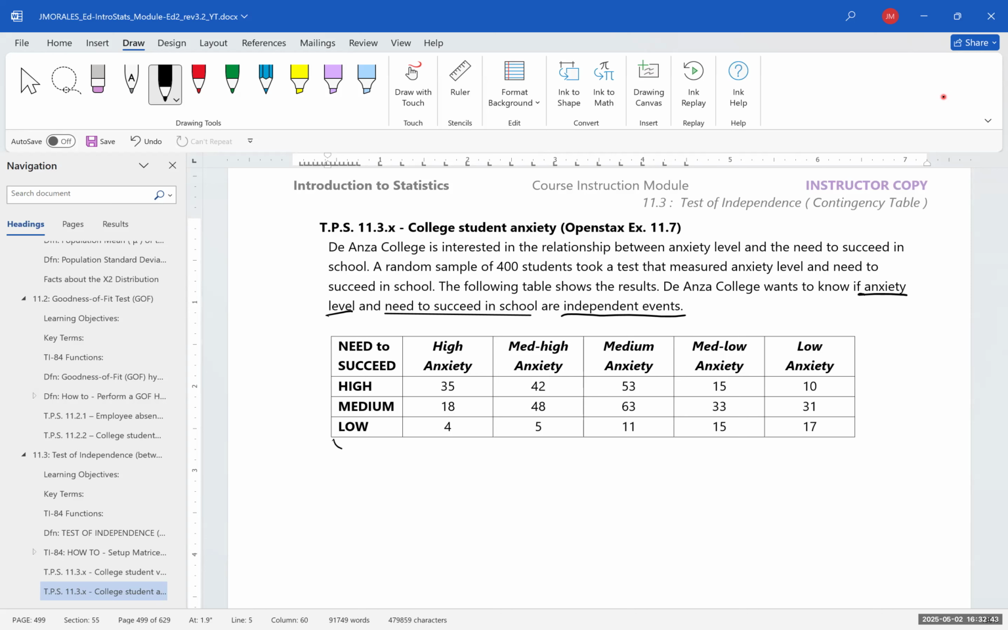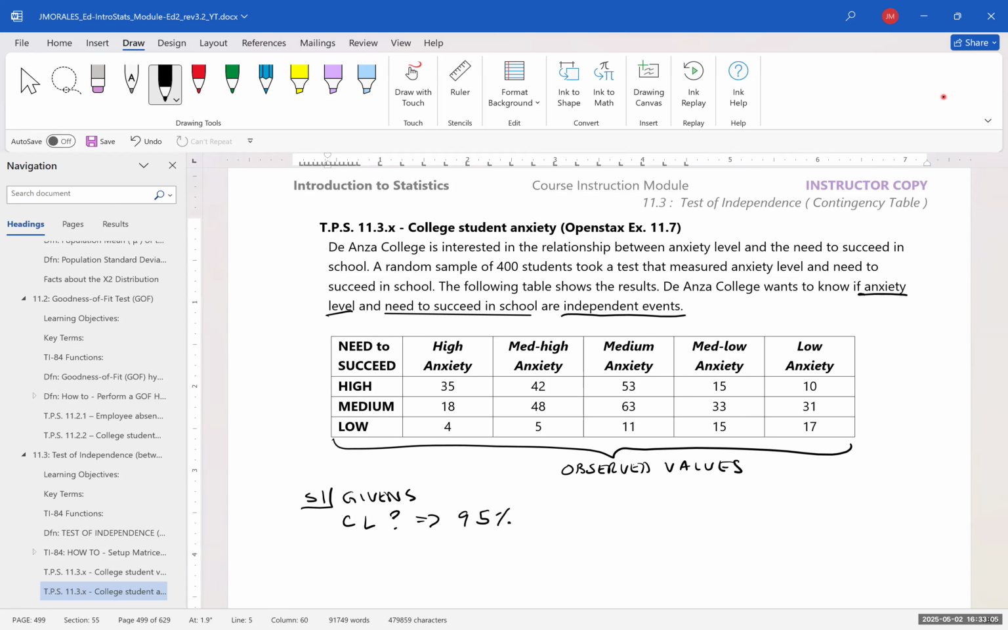So this table represents our observed values. All right, so let's look maybe at our givens. And once again, confidence level is not given. So we can assume that we've got a 95% confidence level, which implies we've got a significance level of 0.05.